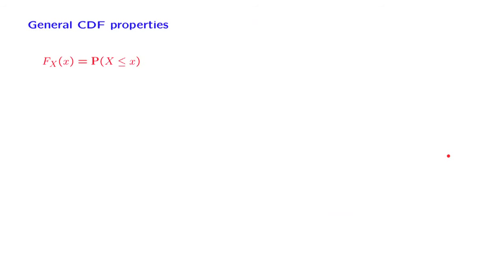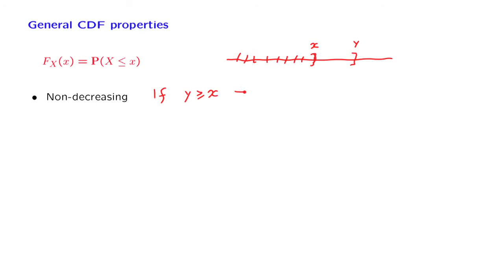CDFs have some general properties, and we have seen a hint of those properties in what we have done so far. So the CDF is by definition the probability of obtaining a value less than or equal to a certain number little x. It's the probability of this interval. If I were to take a larger interval and go up to some larger number y, this would be the probability of a bigger interval, so that probability could only be bigger. And this translates into the fact that the CDF is a non-decreasing function. If y is larger than or equal to x, as in this picture, then the value of the CDF evaluated at that point y is going to be larger than or equal to the CDF evaluated at that point little x.